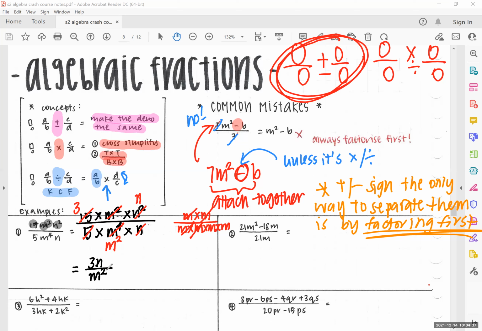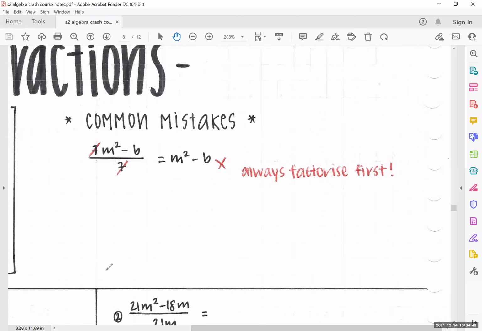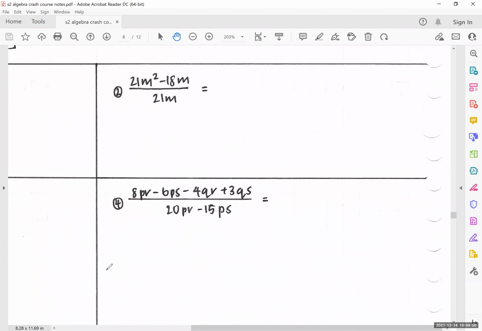All right, next up, let's move on to number 2. Can I clear screen, everybody? Okay. Now, number 2. This person is tricky. Take a highlighter and highlight it out. Can you see it's 21m squared minus 18m, right?